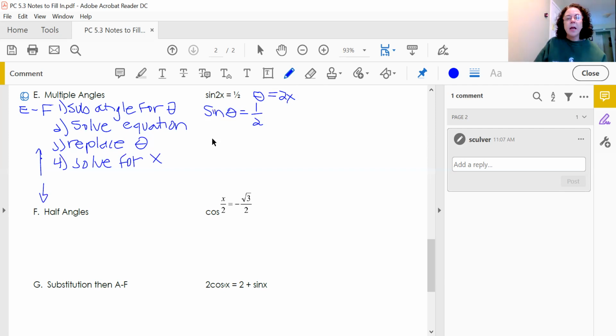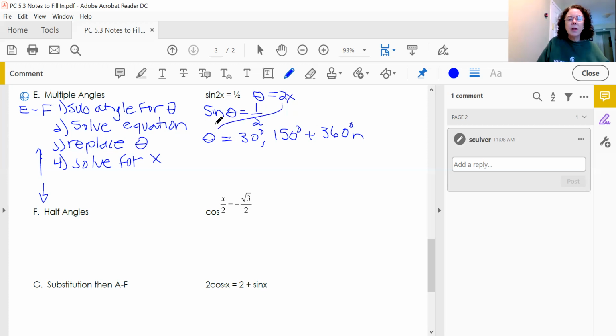We know where that happens. That would happen at pi over 6. Let's do degrees. Let's do 30 degrees. And then that happens again. Sine is also positive in the second quadrant, so that would be 30 degrees away, at 150 degrees, and then any number of 360 degrees. There we go.